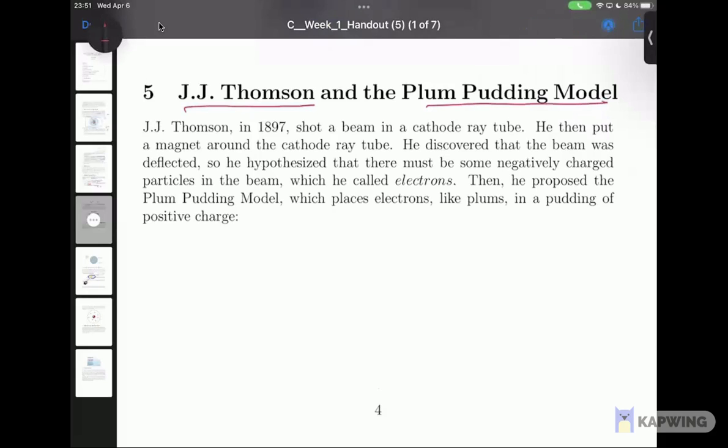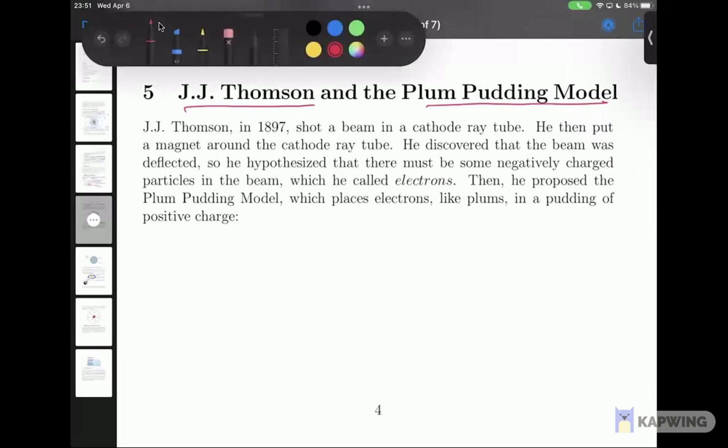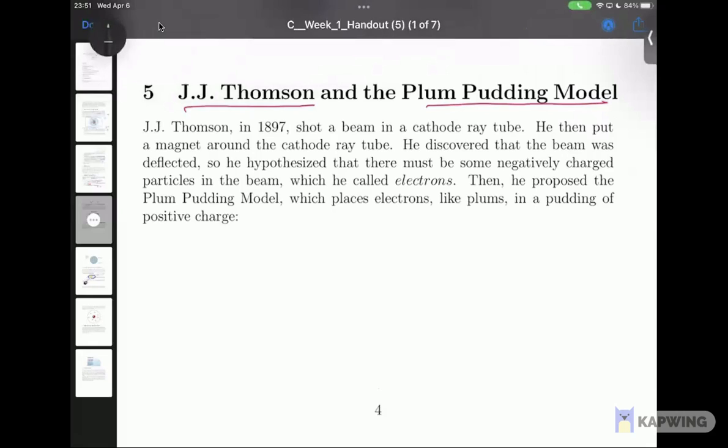Now, this was actually an improvement from Dalton's atomic model, which said, as a review, that atoms were just nice big solid spheres that didn't really have any other interesting properties. They just formed compounds in fixed whole number ratios, and every piece of matter was made out of these atoms.